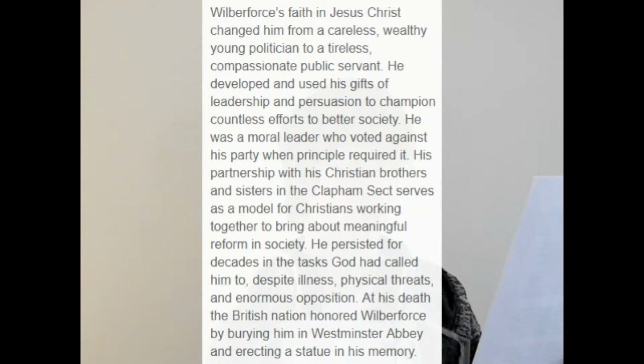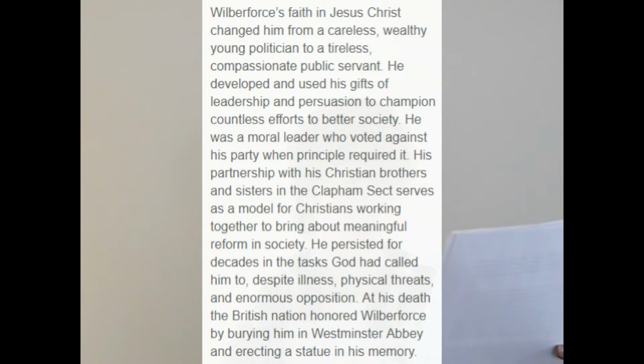wealthy young politician to a tireless, compassionate public servant. He developed and used his gifts of leadership and persuasion to champion countless efforts to better society. He was a moral leader who voted against his party when principle required it. His partnership with his Christian brothers and sisters in the Clapham sect serves as a model for Christians working together to bring about meaningful reform in society. He persisted for decades in the tasks God had called him to, despite illness, physical threats, and enormous opposition.